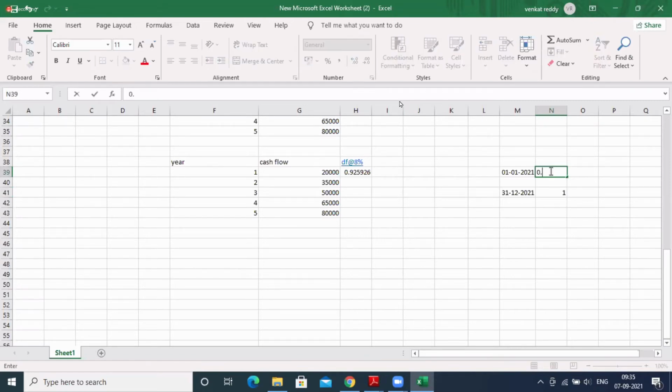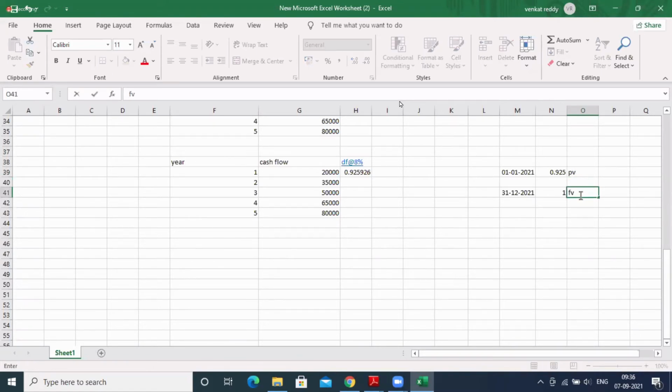So the value of $1 will be 0.925. It means 0.925 on January 2021 is equal to $1 on 31st December 2021. So this $1 on 31st December 2021 is known as future value, and this 0.925 is known as present value.